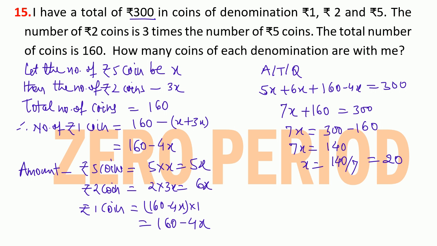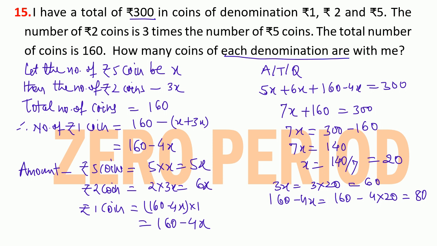After getting value of x, we can get the number of coins. So 3x, it means 3 into 20, so 60, and 160 minus 4x, that is 160 minus 4 into 20, it will be 160 minus 80, it is 80. So these are the number of coins. How many coins of each denomination are with me? This is the question. So you finally got your answer.